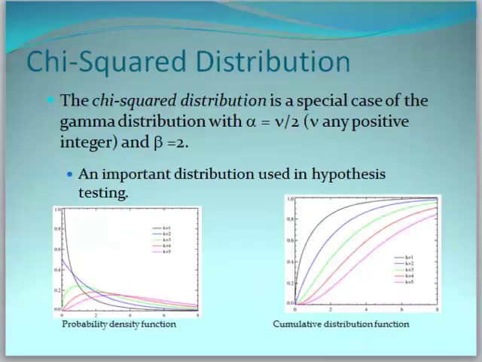Now we talk about the chi-squared distribution. We're just going to take a quick look at it. You'll learn more in more advanced courses. It's a special case of the gamma distribution, where alpha is equal to nu over 2, where nu is any positive integer, and beta is equal to 2. So this is important for hypothesis testing, and we'll introduce you later to hypothesis testing.